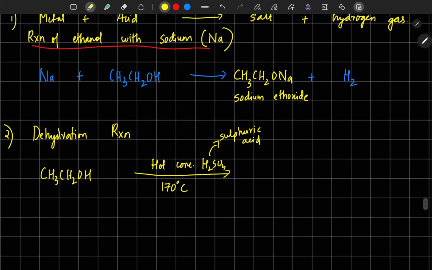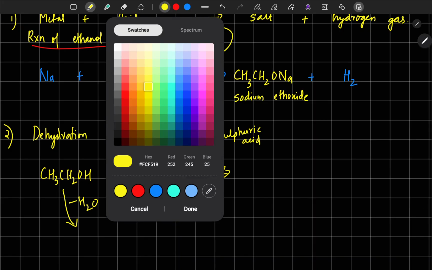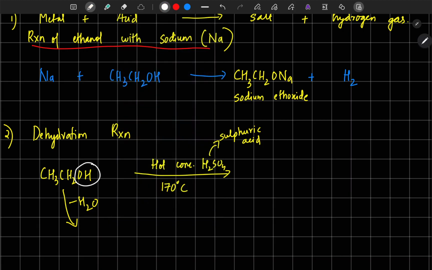So what will happen is, H2O will be removed from this. Basically this OH and one hydrogen from here will get removed. So water will be formed, and if you remove one OH and one hydrogen, then CH2 is remaining, right? So CH2=CH2 will be formed. What is the name of C2H4? It is ethene. So you can convert this alcohol to ethene.